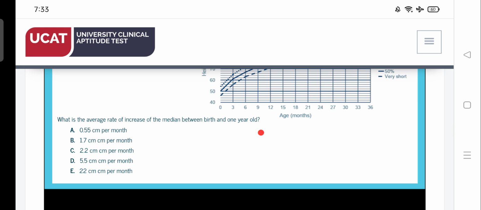Option A 0.55 centimeter per month. Option B 1.7 centimeter per month. Option C 2.2 centimeter per month. Option D 5.5 centimeter per month. Option E 22 centimeter per month.